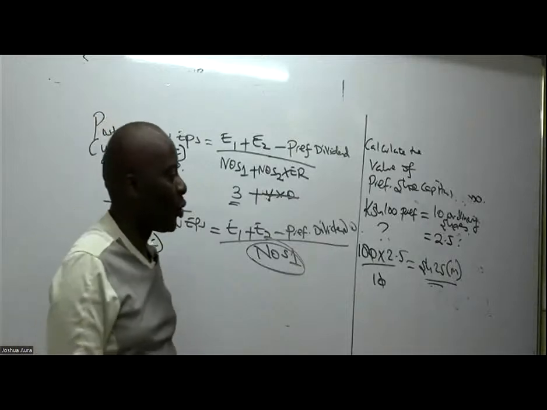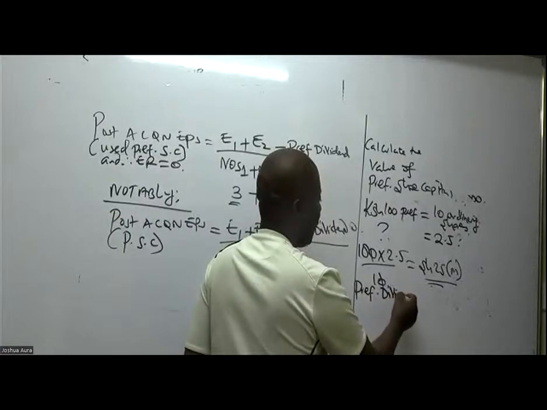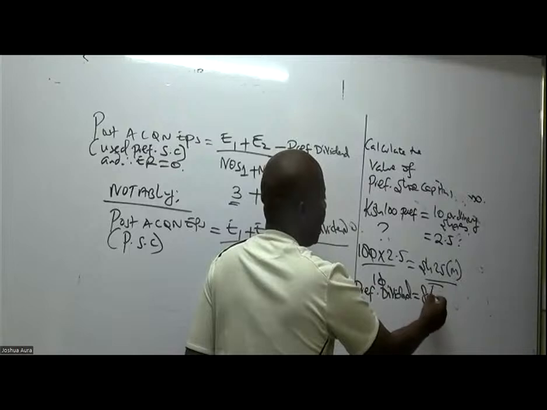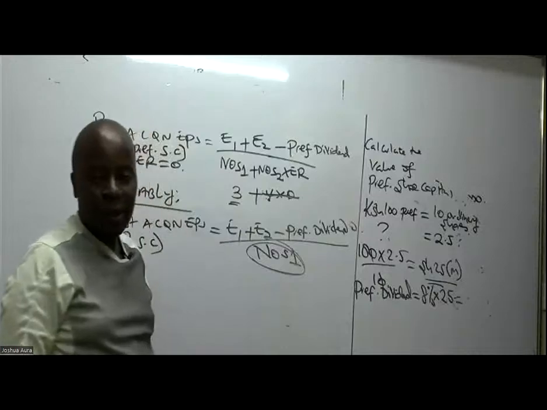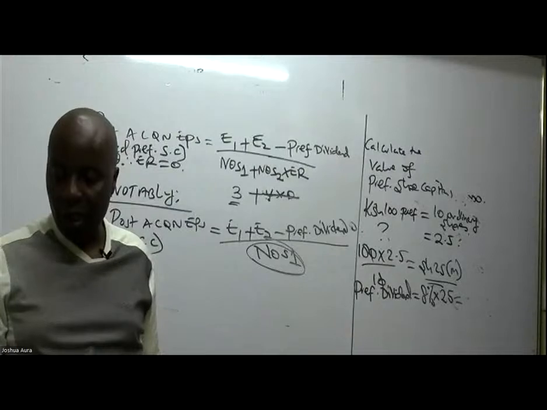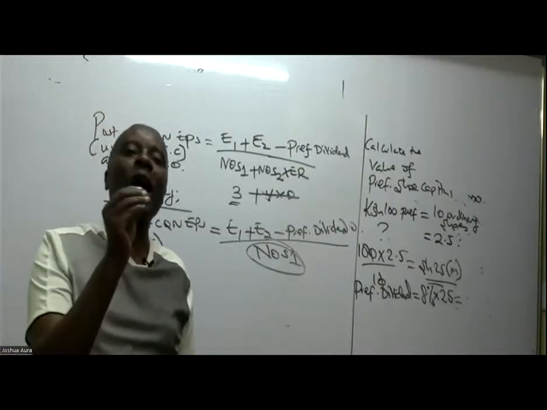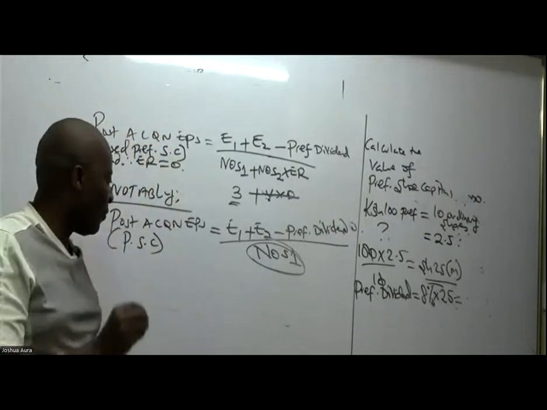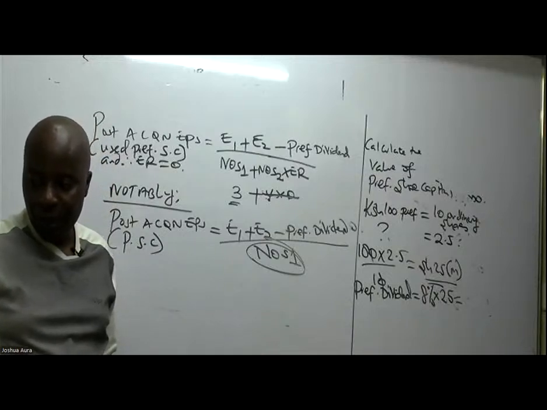So come here and now calculate the preference dividend. They have given me the preference dividend rate as 8%. So 8% of 25 will be equal to how much? It is 8% of the total preference share capital.